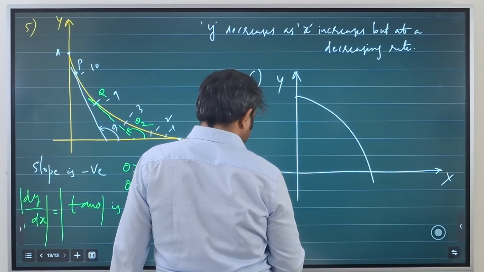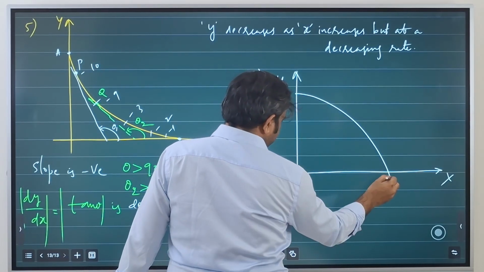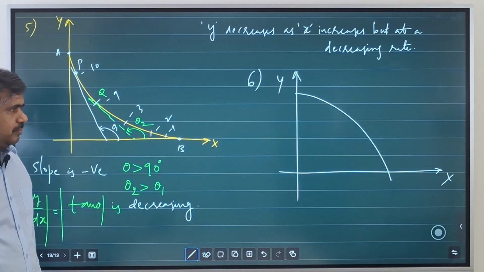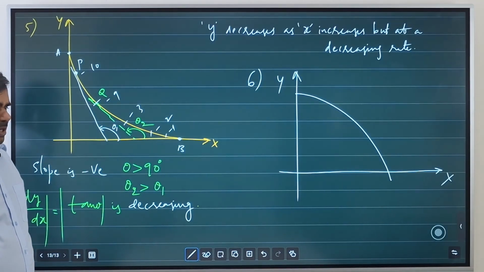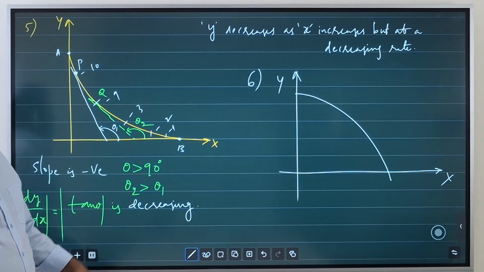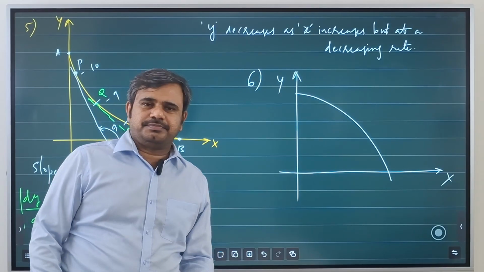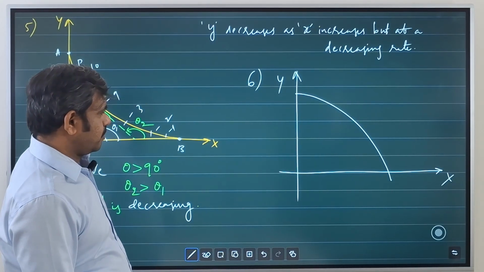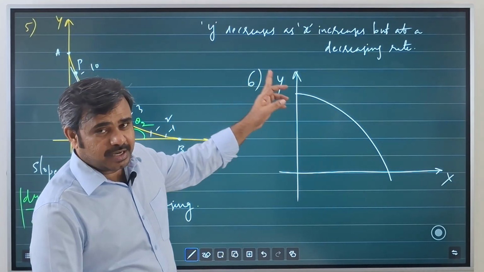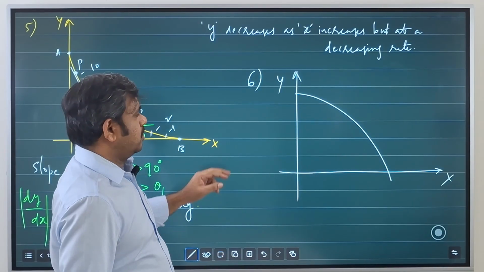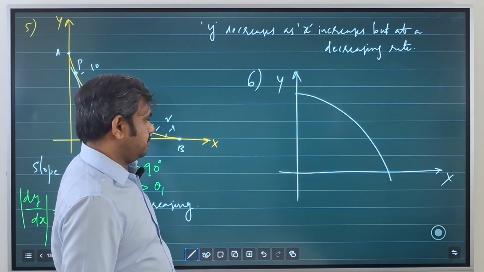Look at this graph. What is happening to y as x is increasing? Of course, y is decreasing. Is y decreasing at a constant rate? No, the graph is not a straight line.